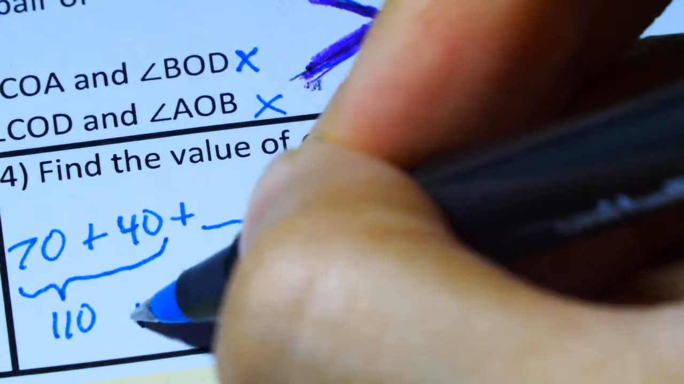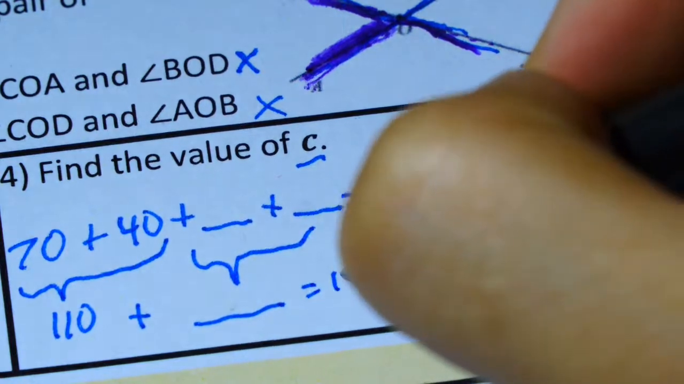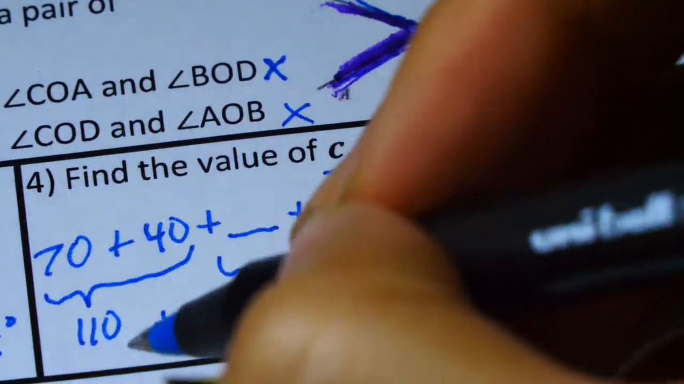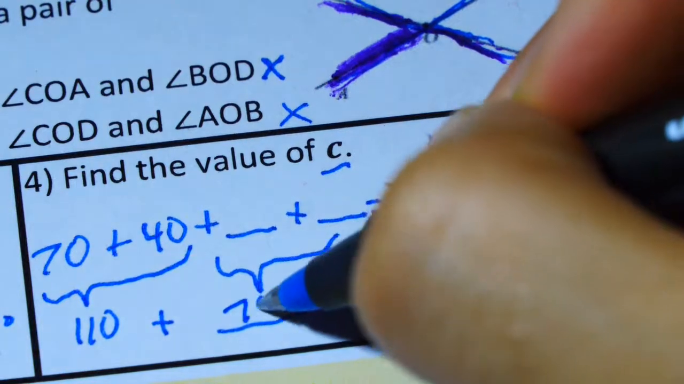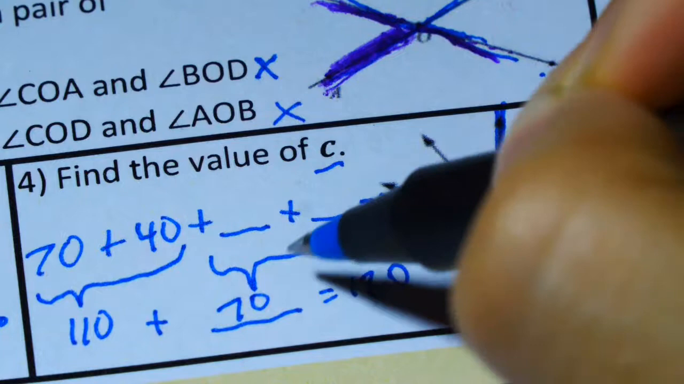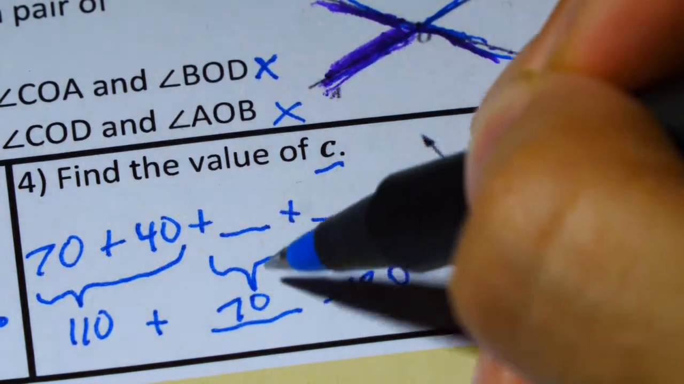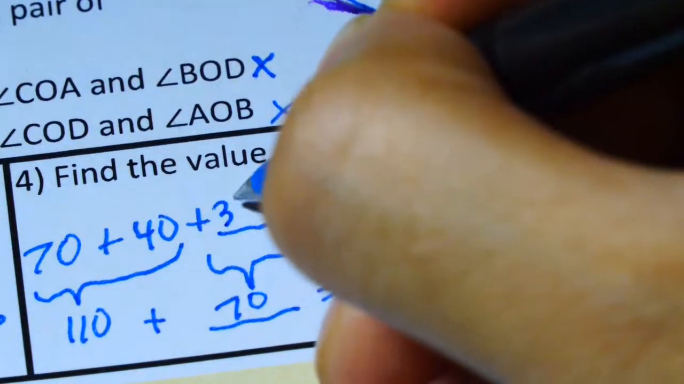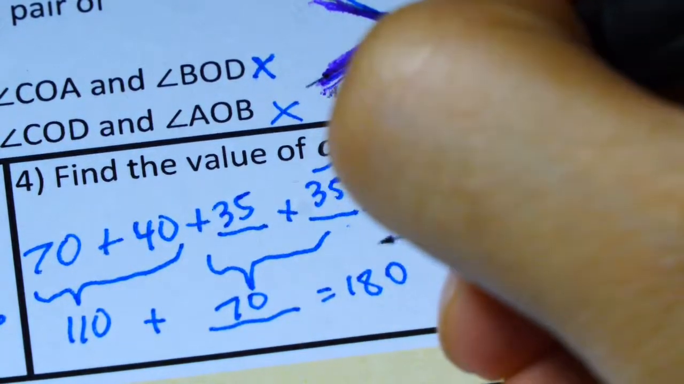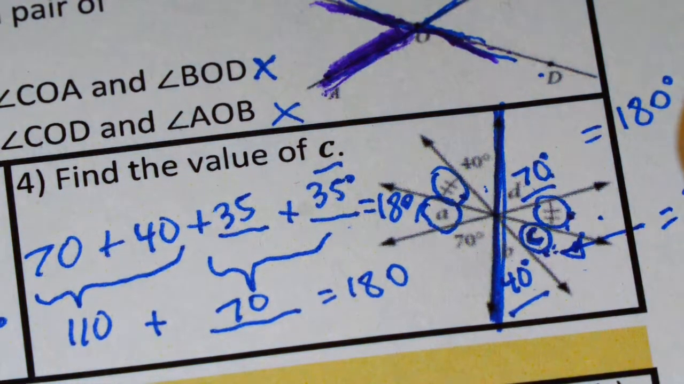Now 70 plus 40, I know this makes 110. 110 plus something makes 180 degrees. 110 plus 70 makes 180 degrees. So these two must make 70 degrees. And because they are the same, 70 divided by 2, this is 35 and this is 35. So C equals 35 degrees.